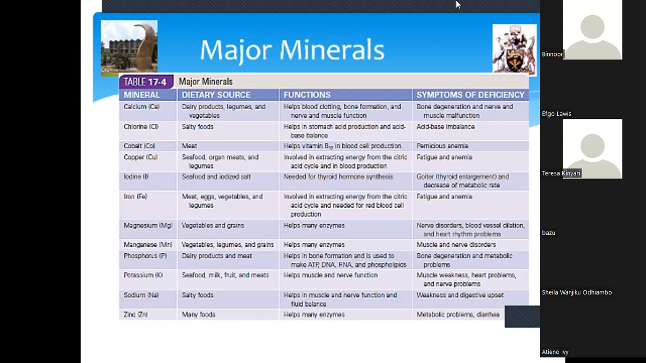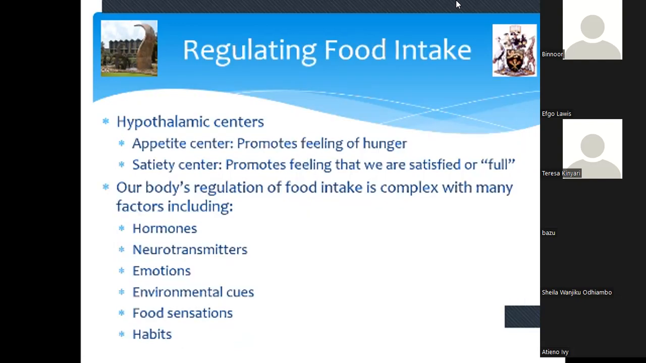Sodium is important, and it comes from salty foods. It helps in muscle and nerve function and fluid balance, and the lack of sodium will lead to weakness and digestive upset. Zinc will also come from many foods. It helps in many enzymes, and it's important in metabolic functions and diarrhea. So how does the body regulate food intake? Usually the hypothalamus is a very important center in regulating food intake.